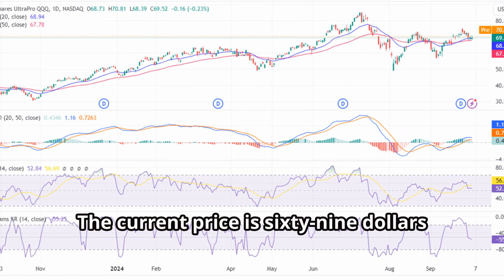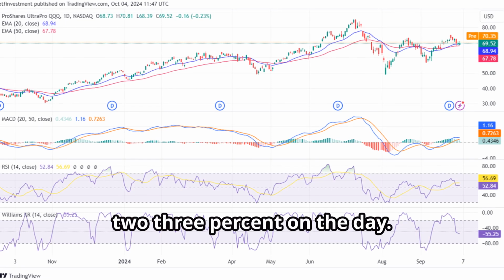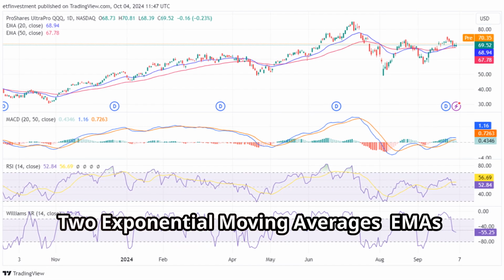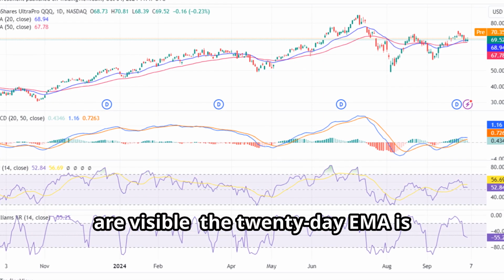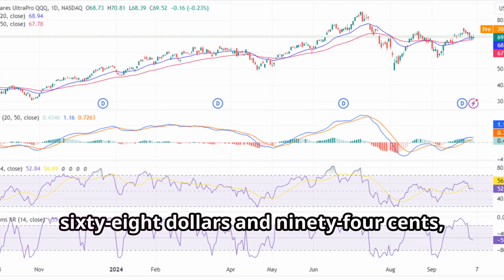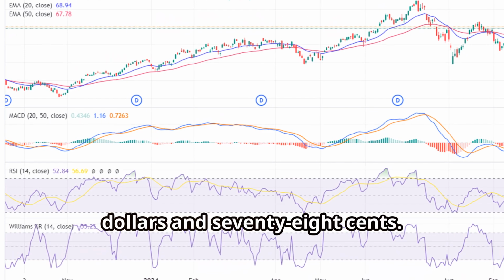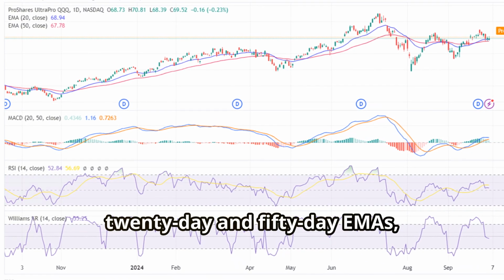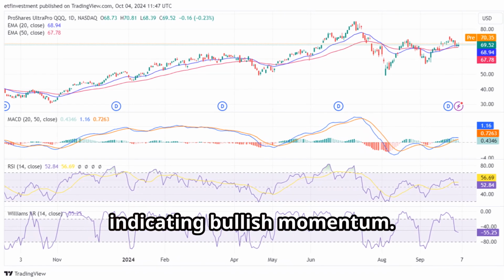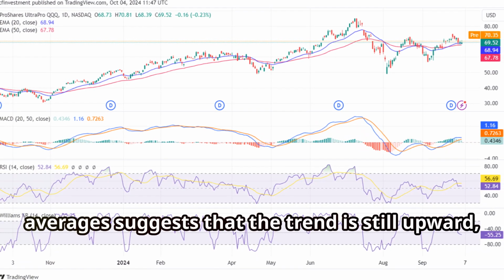The current price is $69.52, reflecting a slight decline of 0.23% on the day. 2. Exponential moving averages, EMAs, are visible. The 20-day EMA is $68.94, and the 50-day EMA is $67.78. The price is currently above both the 20-day and 50-day EMAs, indicating bullish momentum. The price staying above these key moving averages suggests that the trend is still upward, despite today's minor decline.